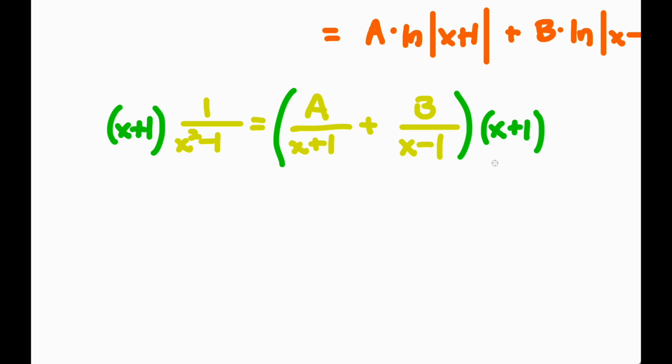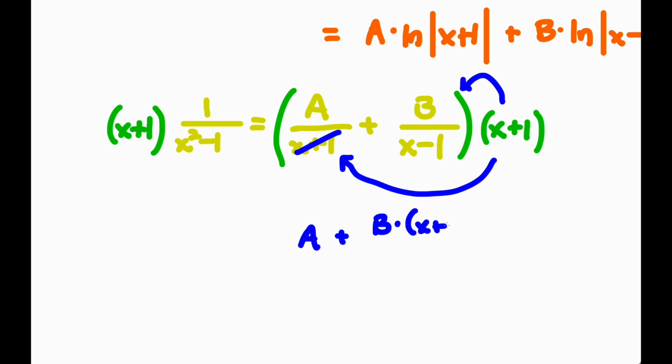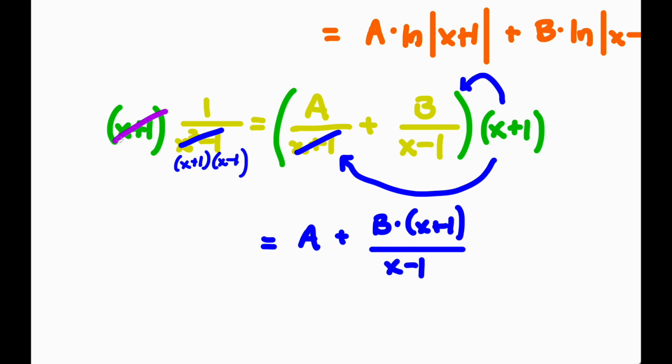Okay, when I distribute this x plus 1 to this right here, it's basically going to cancel that out. So you're just going to have A plus, when you multiply it here, you're going to have B times x plus 1 over x minus 1. So we got rid of one of the fractions, which is nice. Now this part right here just factors to x plus 1 times x minus 1. So what's great about this is this and this will cancel, and now you're left with 1 over x minus 1. Okay, so we're just breaking down all of those fractions to make it so we don't have them anymore.